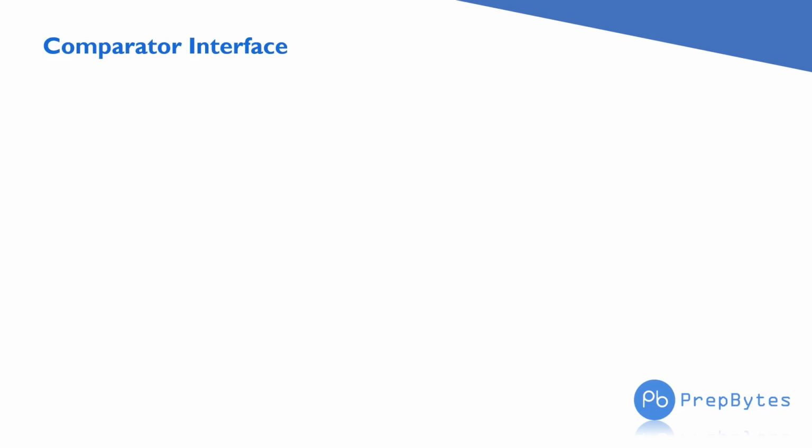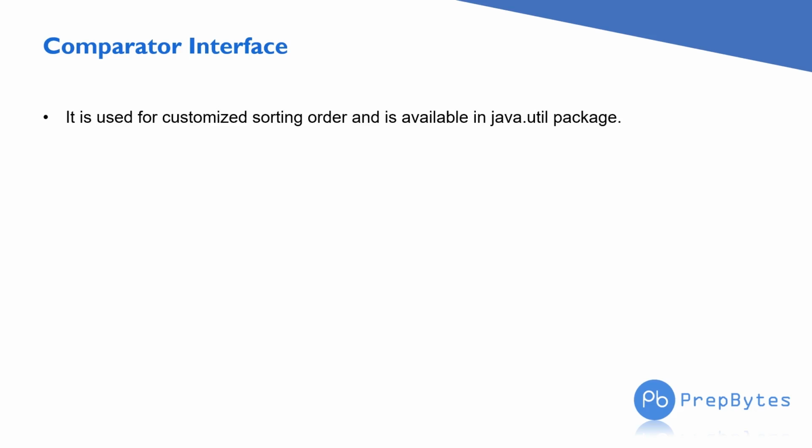So let's see the points of the comparator interface. The first one is it is used for customized sorting order and is available in the java.util package. It has two methods, that is compare and equals. This compare method is the important method and equals is a dummy method.